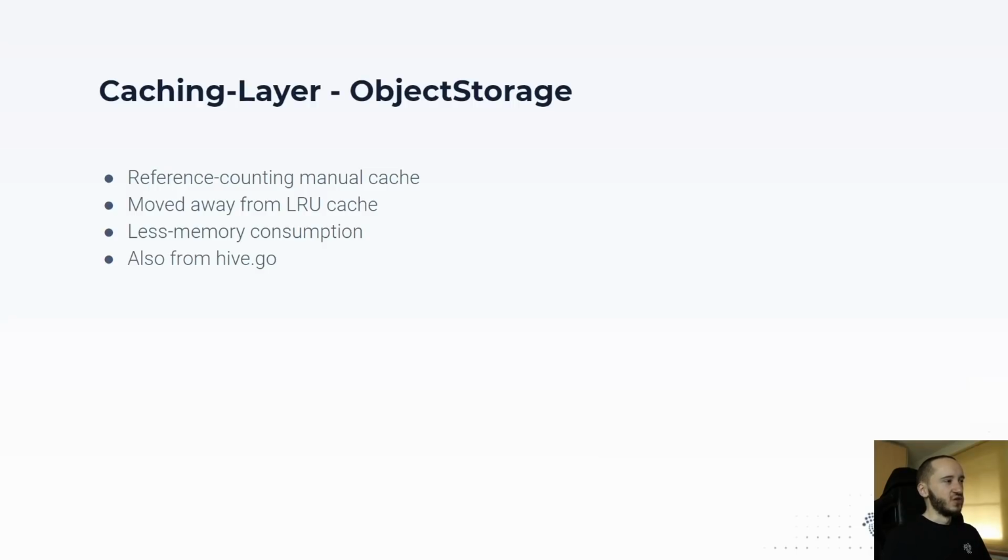Then another major overhaul was the introduction of the object storage. Before we had another cache where every cache had a fixed capacity, and now with this new cache, it is more of a time-based manual cache, which allows us to reduce memory consumption even further. This was also done over the course of the last few months, as it basically touched most of the files of the code base. And this is also something stemming from Hive.go.